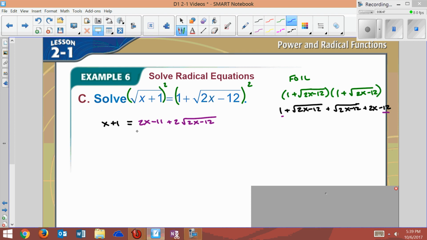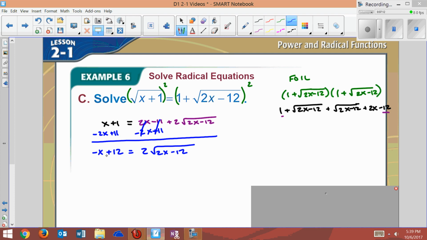Now, let's simplify. I'm going to try to get the square root by itself to solve for it. So I'm going to subtract 2x from both sides. And I'm also going to add the 11 here to both sides. So now, that goes away. But I now have negative x plus 12 equals 2 times this square root.